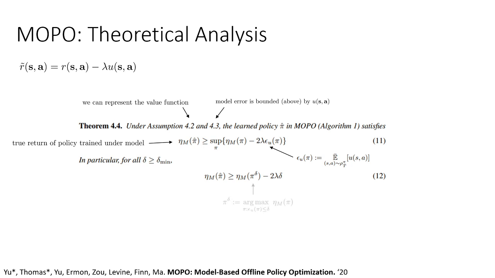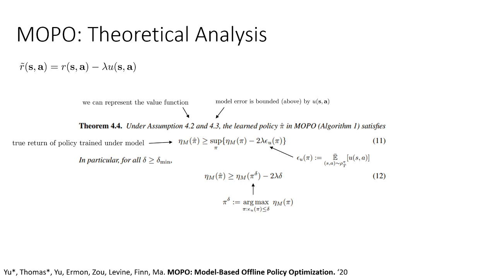Another way to interpret this is to introduce this symbol pi delta. And pi delta is the best policy that exists according to the true return, not the model, but according to the true return. So pi delta is the best policy under the true return for which the expected value of the error, the expected value of U, is bounded by delta. So it's basically the best policy that doesn't visit states where the model might be incorrect, where that latter phrase is quantified as the average error of the model is less than or equal to delta.